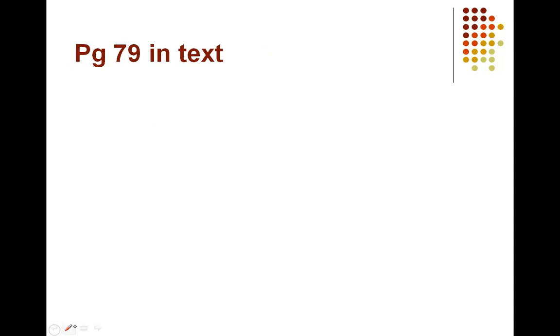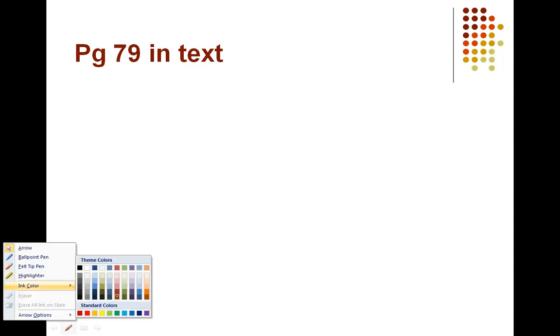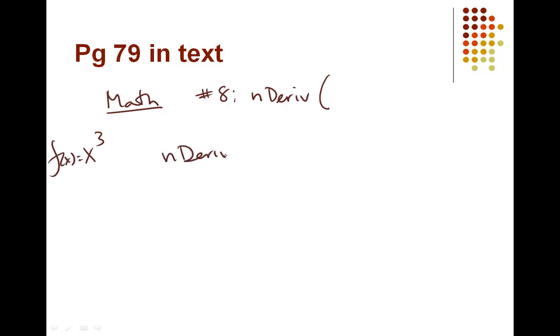So get your calculator out, and look under the Math menu and choose number 8, which says nDeriv, that stands for numeric derivative, and then it's going to give you some choices. Okay, let's look at the function in the book, which is f of x equals x cubed. Once you get your nDeriv, you're going to enter several things.